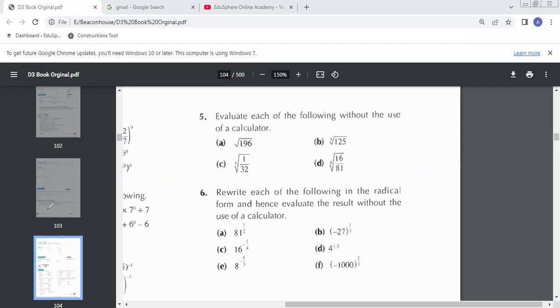A little complicated, but not too much. So let's write it down. It's 16 power 1 by 4, but the power is negative this time. Remember the rule of negative indices?